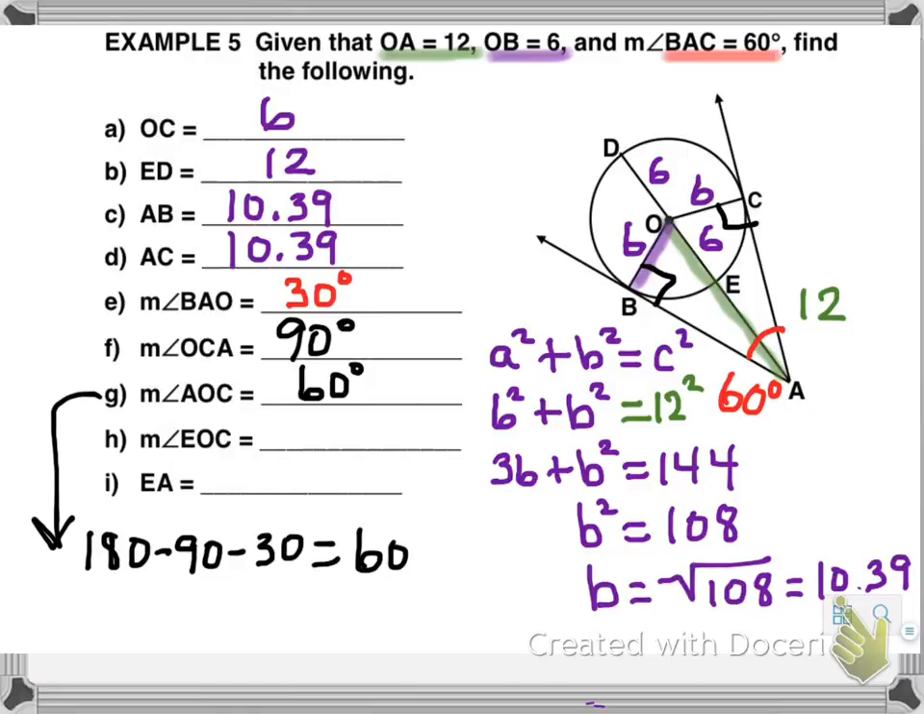Then angle EOC is the same as angle AOC, so it is 60 degrees. And now we're looking for EA, which is 6, which we get by subtracting 6 from 12, since OA is 12 and OE is 6, EA is also 6. So we use several properties of tangents to solve problems in this lesson.